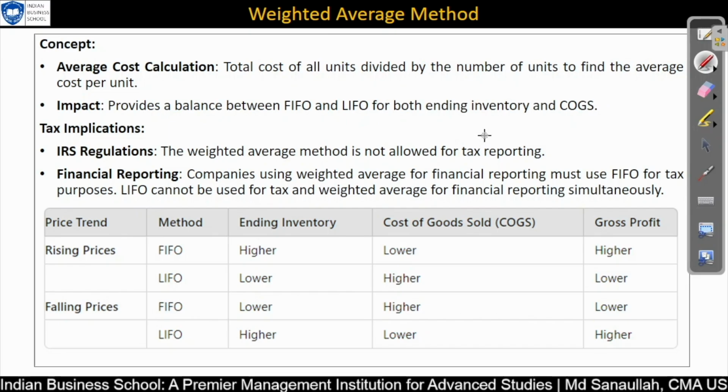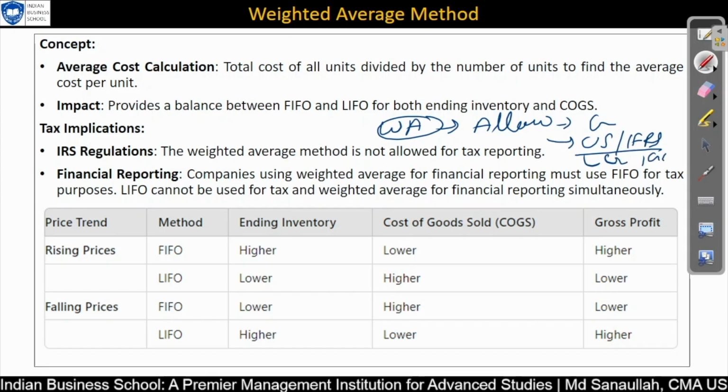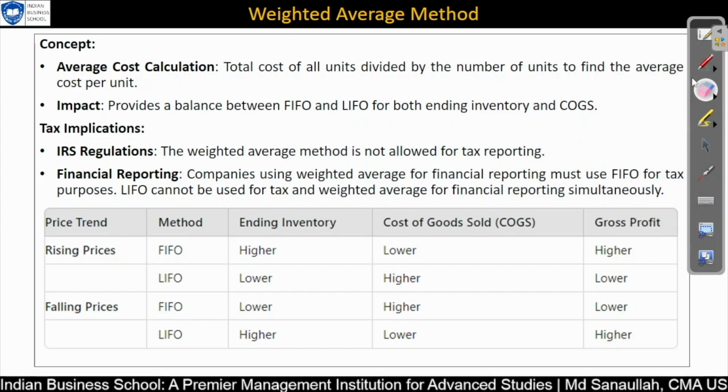It also depends on what weighted average method is being allowed by the government, like US GAAP or IFRS or local GAAP, depending on which country you are working in. If you are in India, then Indian GAAP has to be applied, so that whatever weighted average process you are following must be under Indian GAAP.